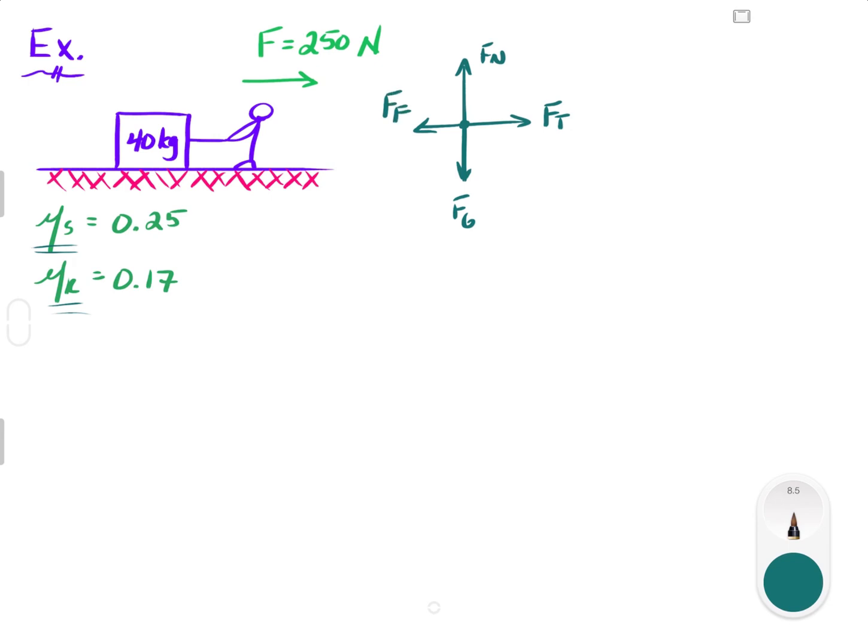All right, step 2 is going to be to write your F net x and F net y equations. So I'll come over here, F net x. Well, let's see, I've got Ft going to the right, I've got Ff going to the left, and that of course has to equal max. And if I want to write my F net y, F net y is going to be normal force going up, gravity going down, and that of course equals may.